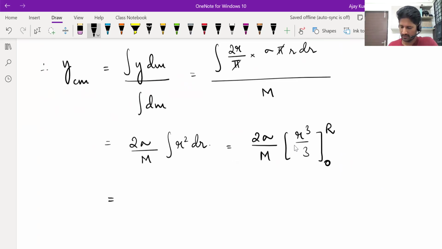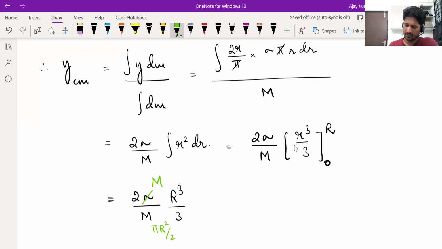And when you substitute it, it becomes 2 sigma by m capital R cube by 3. Now what is sigma? Areal mass density. Areal mass density is nothing but total mass divided by total area. Area of the semicircular disk is pi r square by 2. M gets cancelled, r square gets cancelled. You will be left with 2 goes to the numerator, becomes 4. R square and r cube, 1 r will remain, divided by 3 and pi in the denominator. You get the position of center of mass of this semicircular disk as 4r by 3 pi.